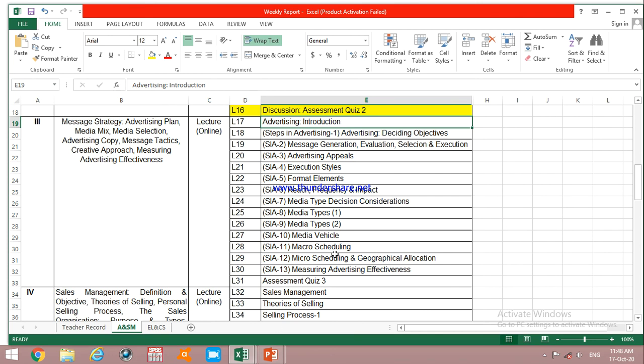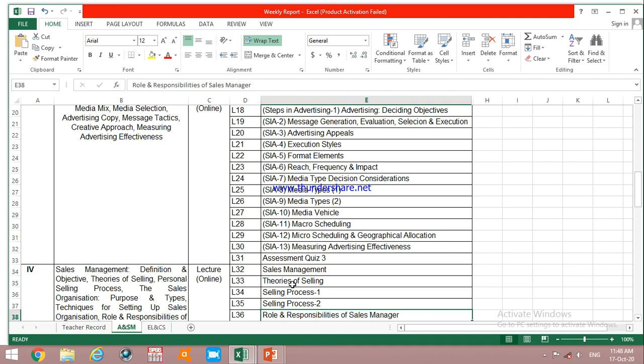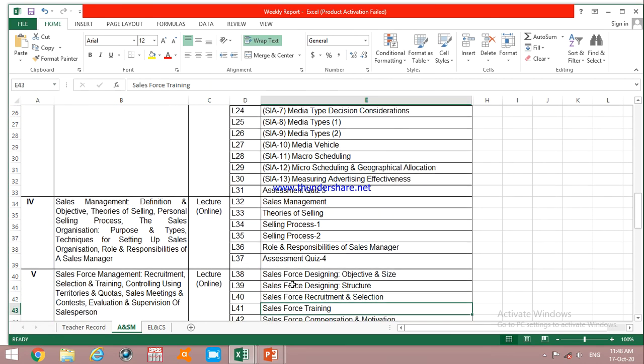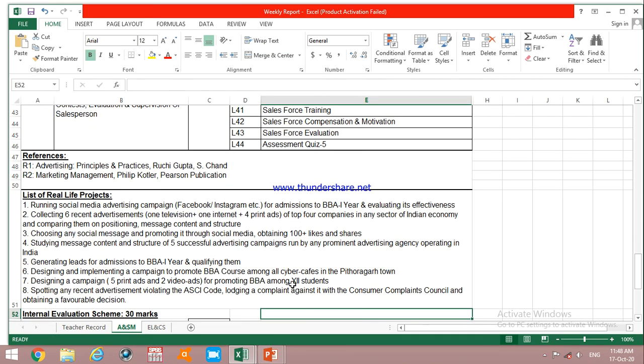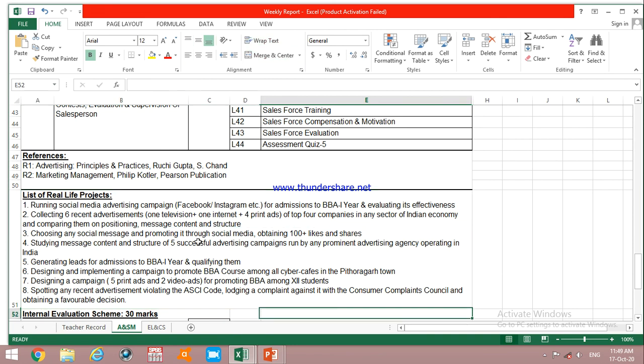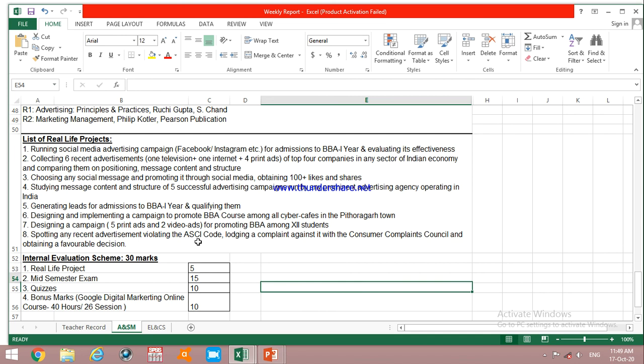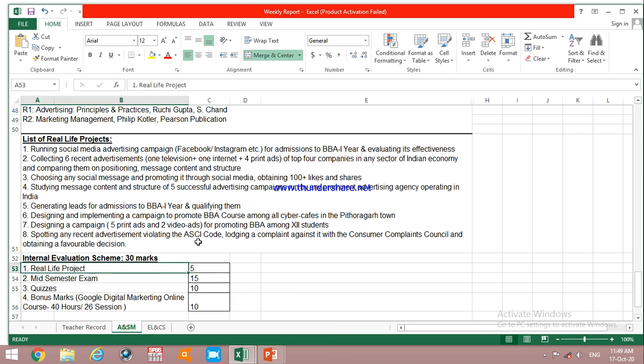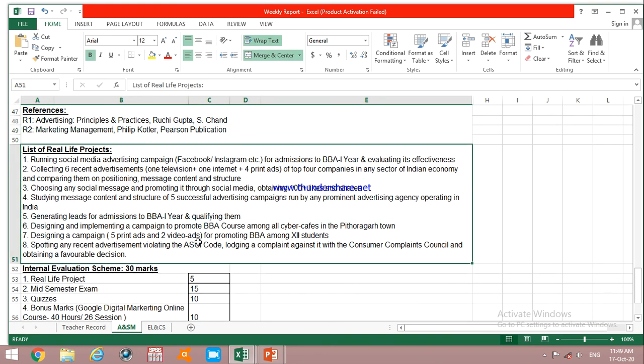And one more thing, I've already announced there would be a test in the next session, so be ready for the test. And one more thing: these are your real life projects that you'll have to do. I hope you remember that these real life projects carry 5 marks out of 30 in your internal assessment. So you have to do these real life projects.